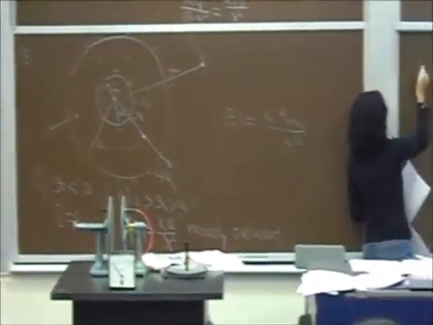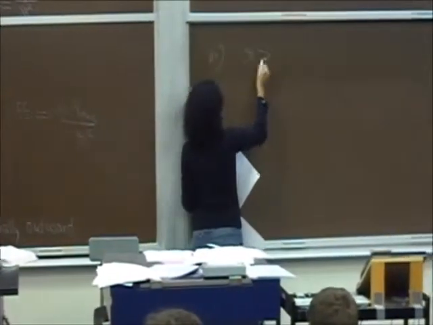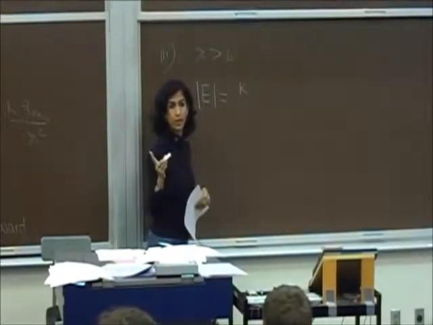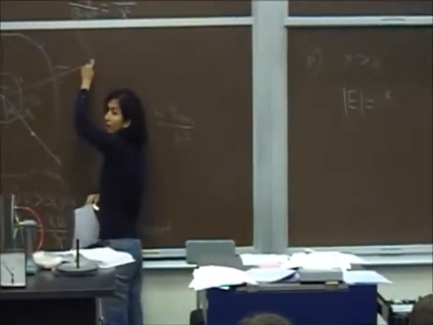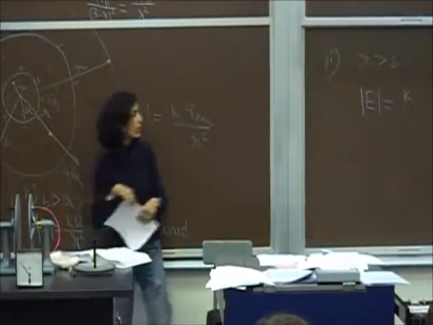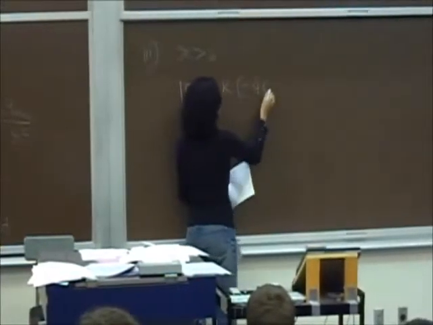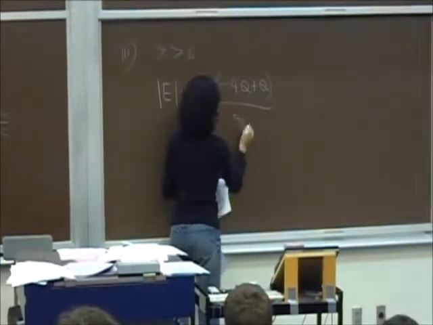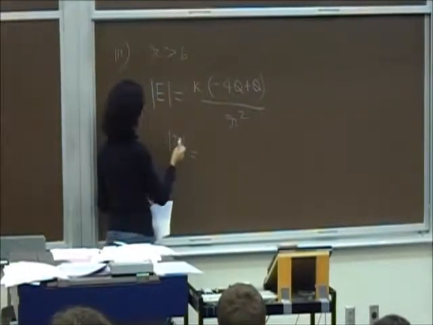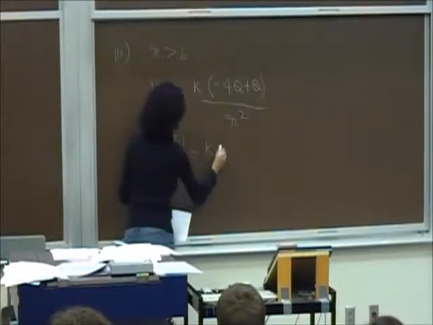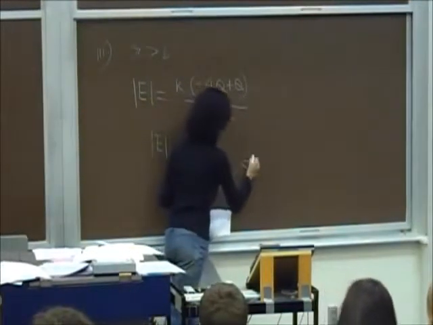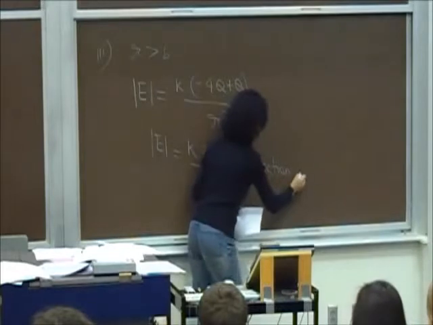This time for case 3, where r is greater than b, what would be the Q enclosed? Is all the charge enclosed if you're trying to find the electric field at a distance r greater than b? Yeah, so it's minus 4Q plus Q, which is minus 3Q. And so the electric field magnitude in this case will be, if you're just finding the magnitude, K 3Q over r squared, but the direction is radially inward.